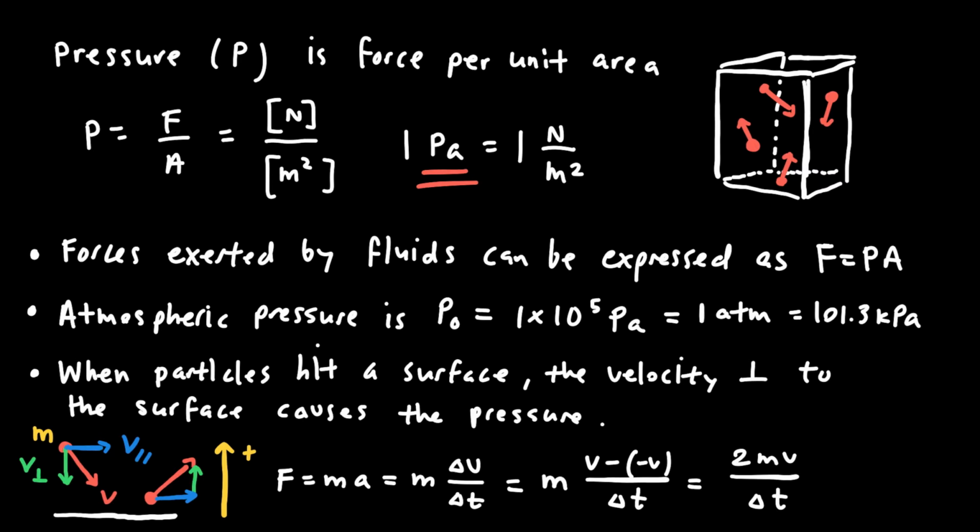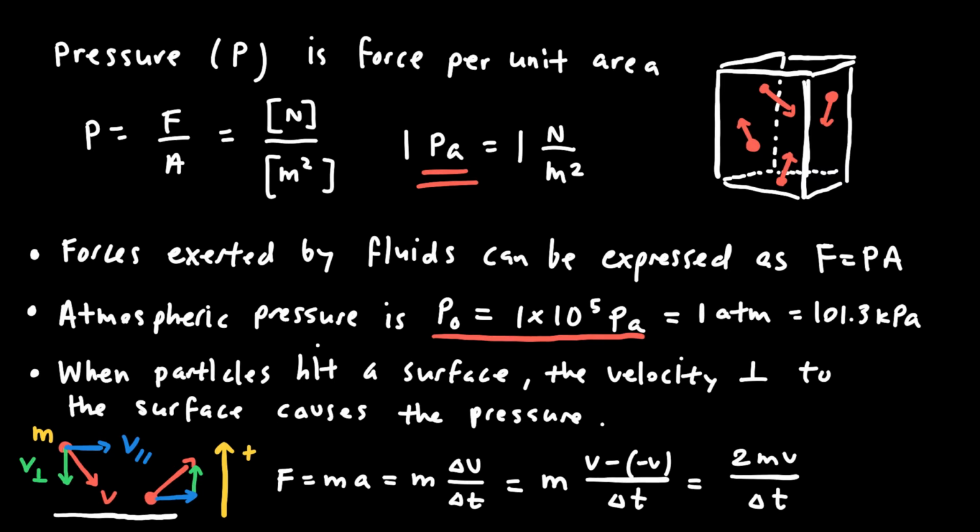The atmosphere, at sea level, exerts a certain pressure, and that pressure is typically represented with the symbol P naught, or at least it is on our equation sheet. And atmospheric pressure is 1 times 10 to the 5 pascals, which is also redefined as the unit of 1 atmosphere, or 101.3 kilopascals. All three of those units are important. They're all equivalent measurements of atmospheric pressure.